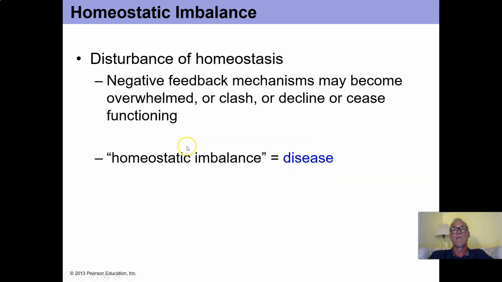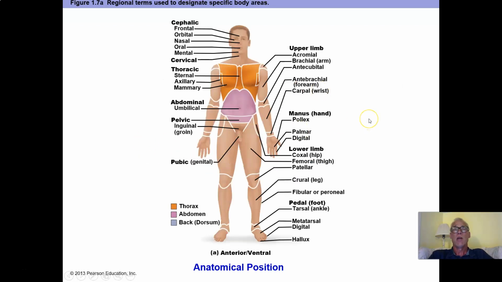So that's where we're going to leave that right there. Homeostatic imbalances, we'll encounter them in every chapter, every organ system of our body as we go through. This chapter has a number of terms that allow us to speak efficiently about anatomy.